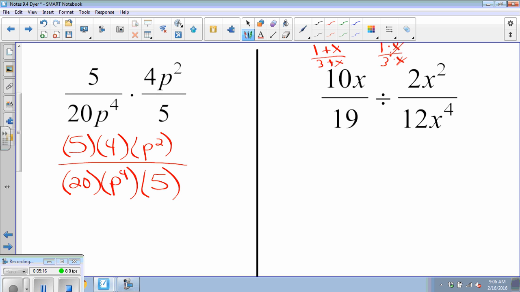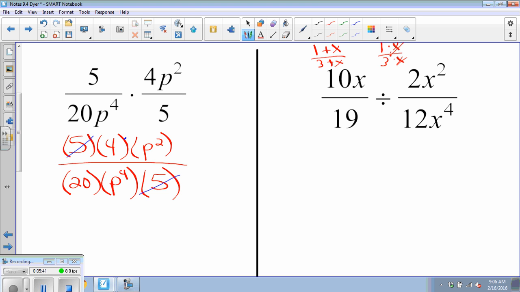Okay, so now we can start reducing, quote, canceling, okay? And so I know that I can cancel 5 and 5. 5 divided by 5 is 1, right? Okay, what can I do with this 4 and 20? I can reduce that by dividing them both by 4, right?